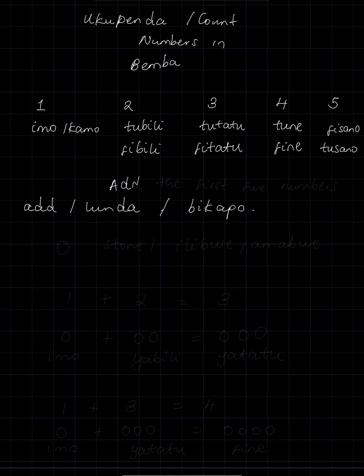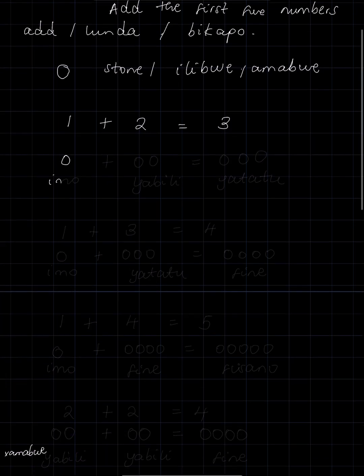So I'll be teaching how to add the first 5 numbers in Bemba. The examples that I'll be giving will be involving stones. So the name for stone in Bemba is iliwe. And the plural form, which refers to a lot of stones, is iliwe imo.